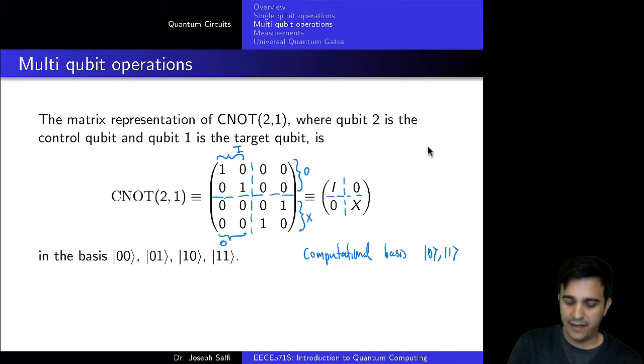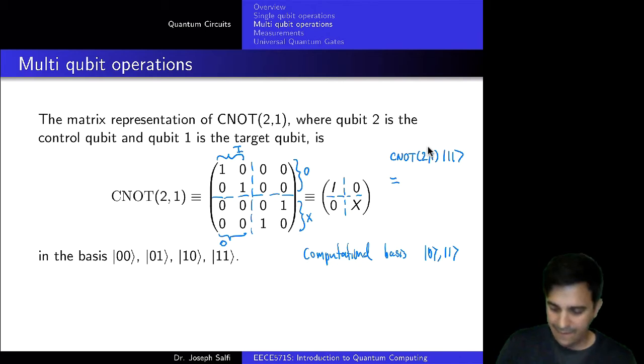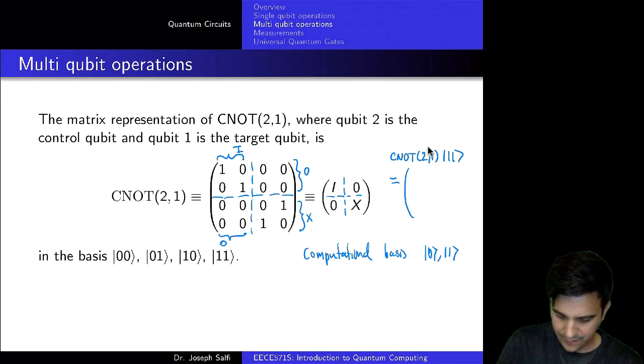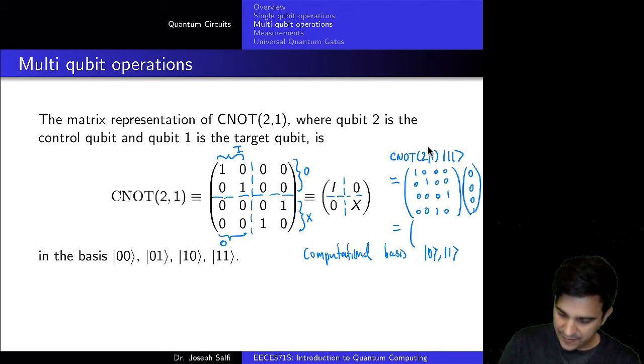If we operate C0 to 1 on a vector 1, 1, then we get the matrix acting on the vector, and this is equal to 0, 0, 1, 0. So this is equal to the state 1, 0.